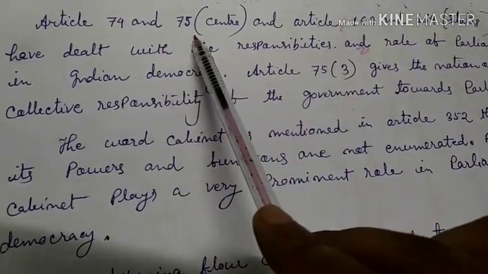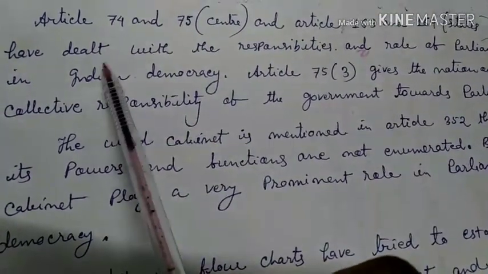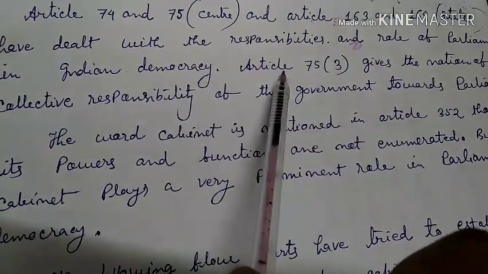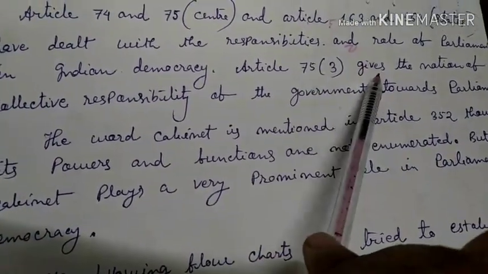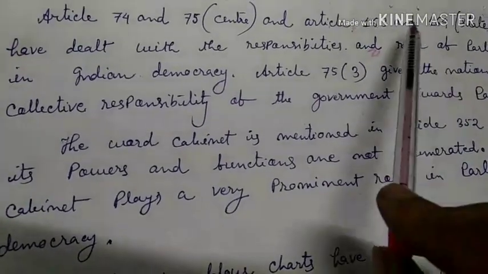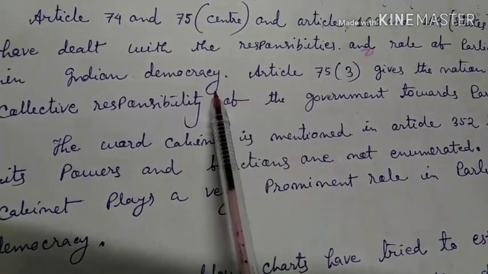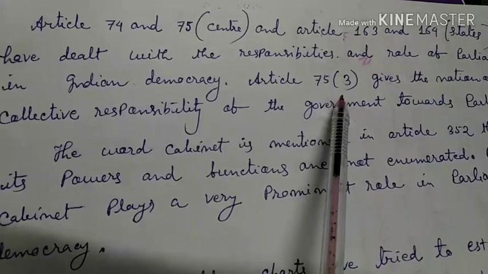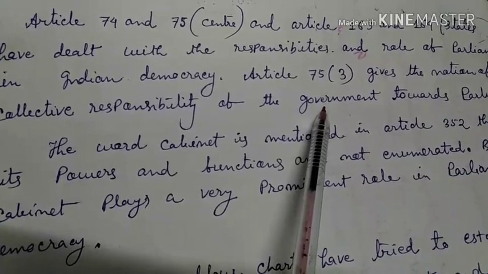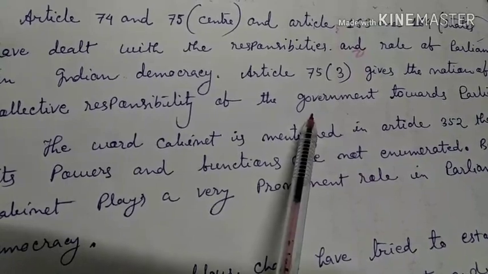Articles 74 and 75 for the Centre and Articles 163 and 164 for the states have dealt with the responsibilities and role of Parliament in Indian democracy. Article 75(3) gives the notion of collective responsibility of the government towards Parliament. In this para, we have mentioned major articles of the Constitution which deal with responsibilities of Parliament. Now you might ask why I have mentioned Parliament, as this word is nowhere mentioned in the question.